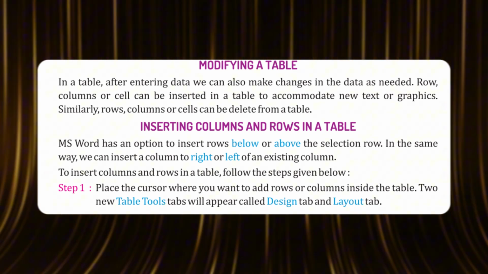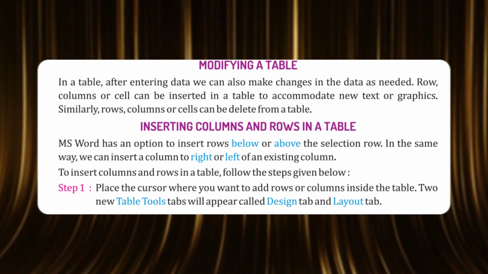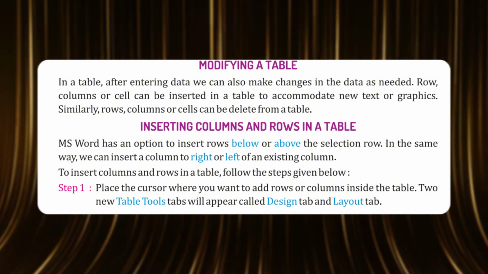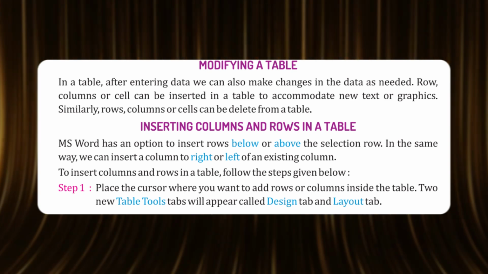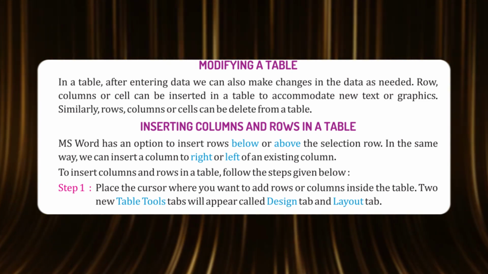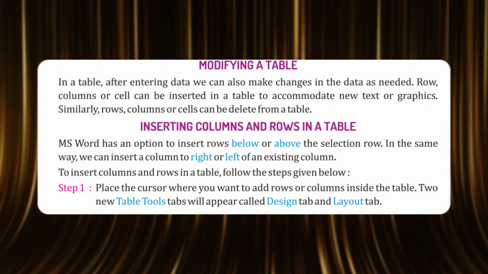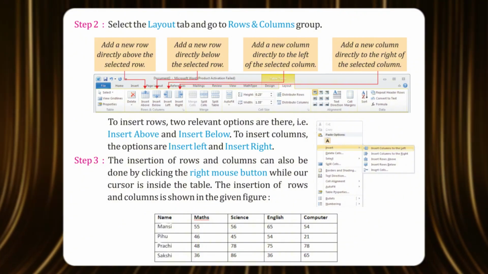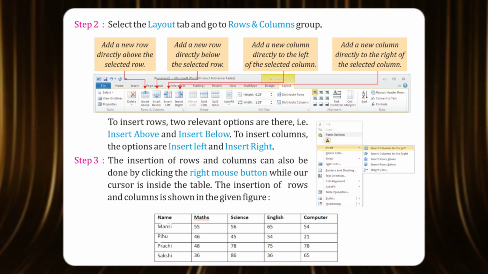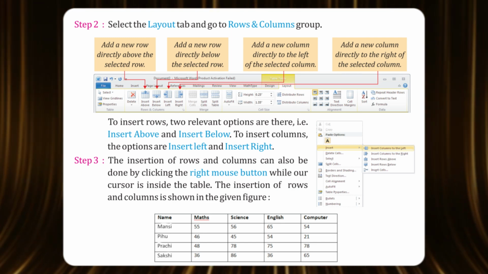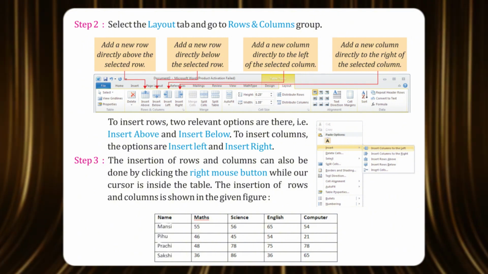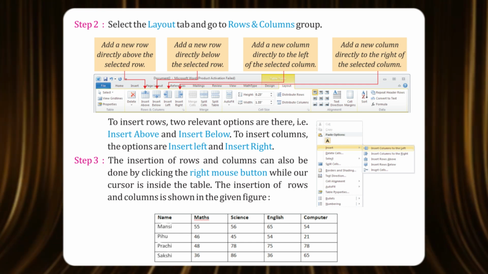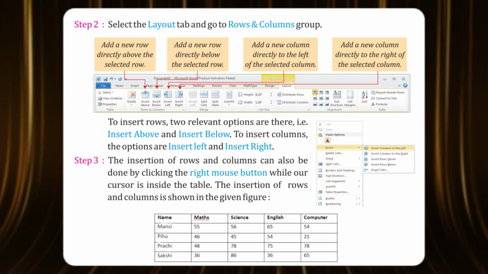To insert columns and rows in a table, follow the steps given below. Step 1. Place the cursor where you want to add rows or columns inside the table. Two new Table Tools tabs will appear called Design tab and Layout tab. Step 2. Select the Layout tab and go to Rows and Columns group. To insert rows, two relevant options are there, i.e. Insert Above and Insert Below. To insert columns, the options are Insert Left and Insert Right.